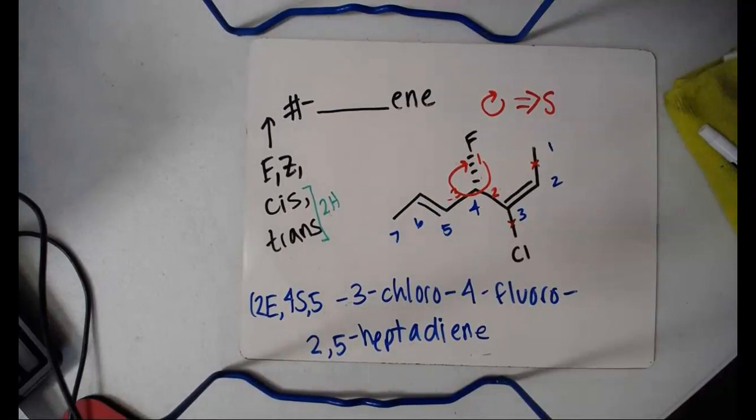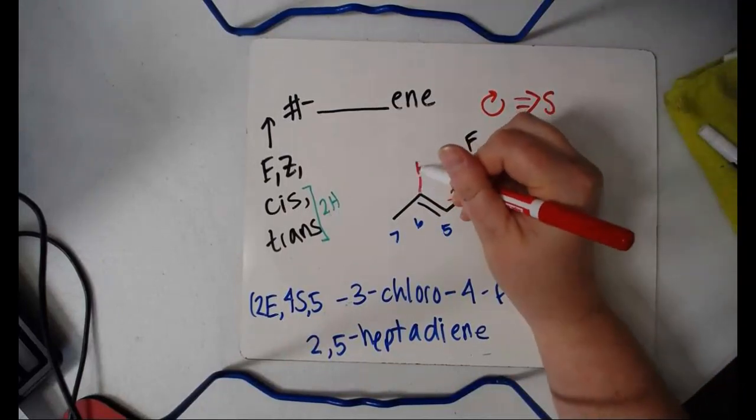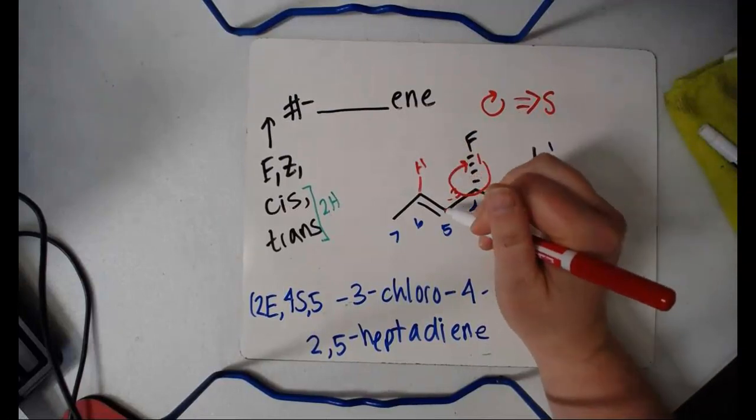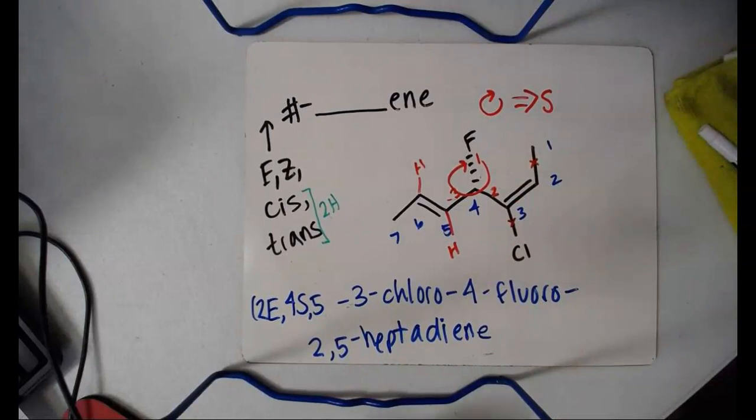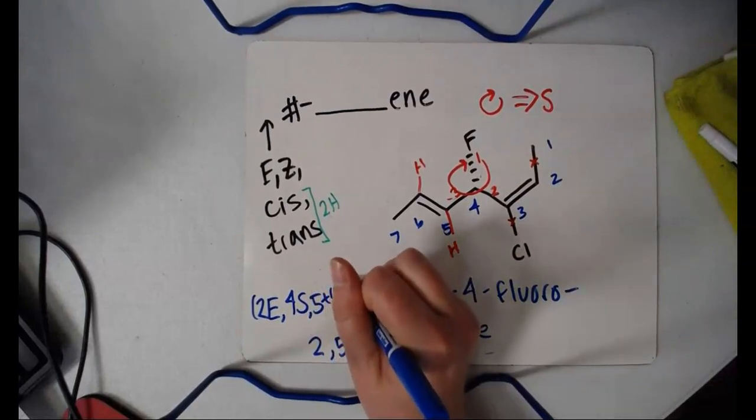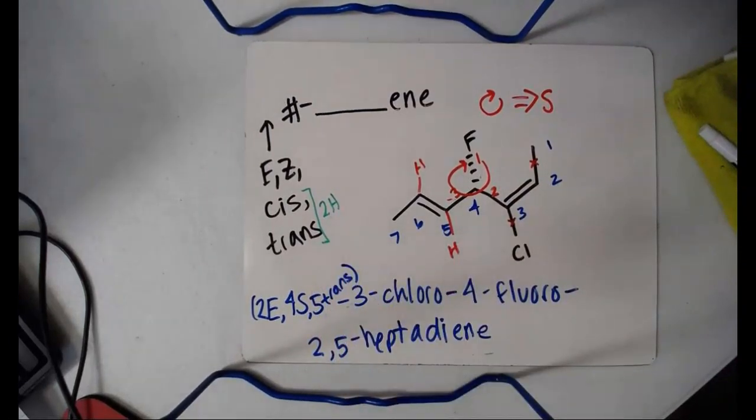And then at carbon number 5, we do have a hydrogen at each position, so there's no cis or trans to describe there. So our full name for this is (2E,4S)-3-chloro-4-fluoro-2-methyl-2,5-heptadiene. Very long, but it's because there's so much stereochemical information within the structure.